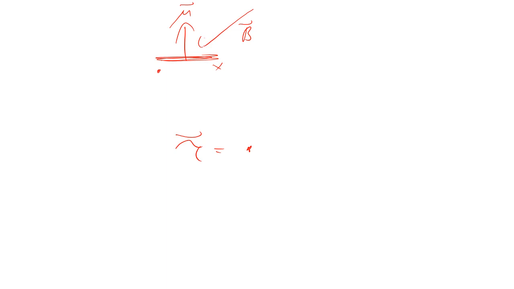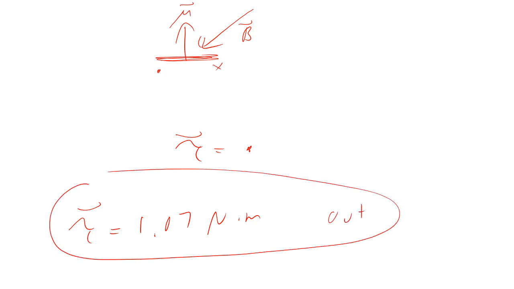So that means we can say the torque vector is going to be 1.07 Newton meters out of the screen. So as you're looking at it, it's torquing it to try to rotate in that fashion right there. It's trying to make it rotate counterclockwise as you look at it from the side view.